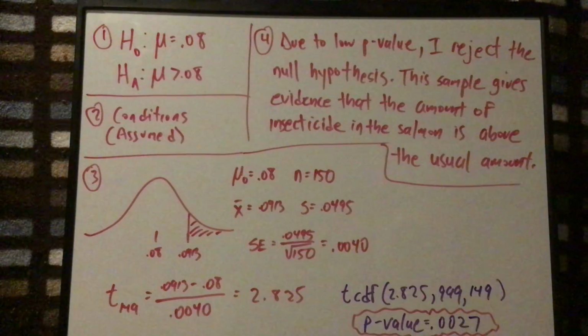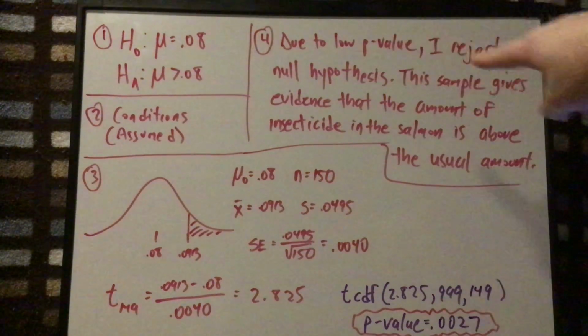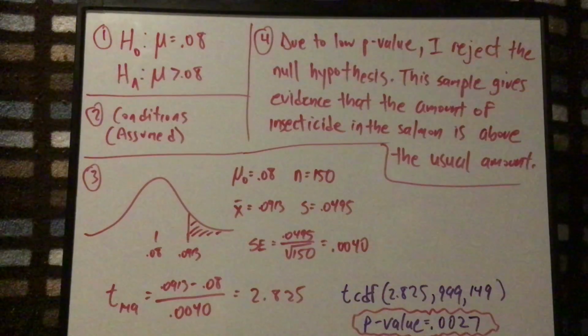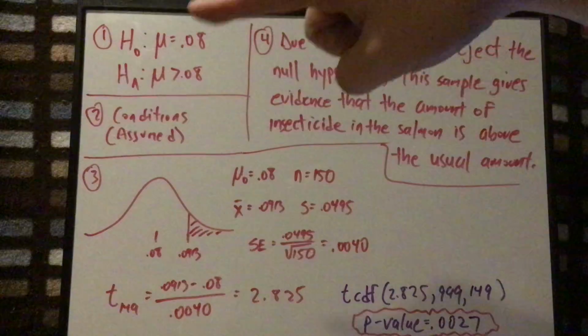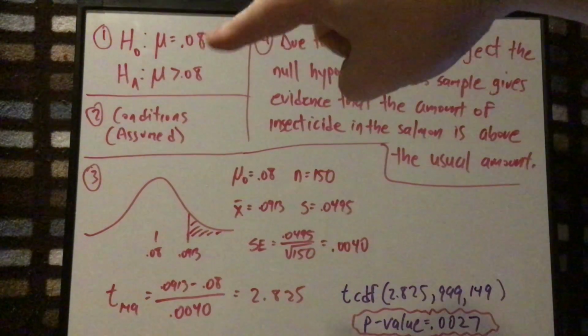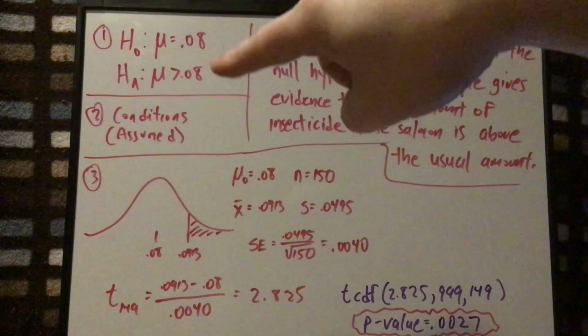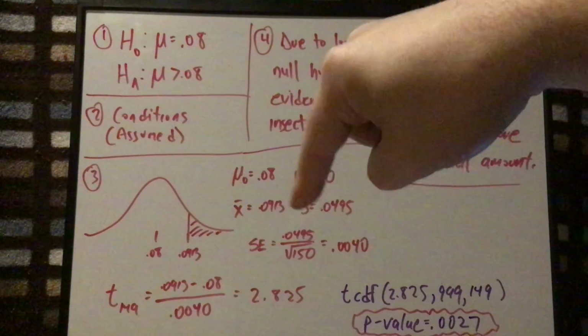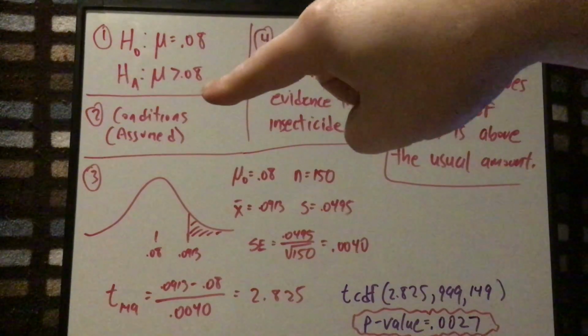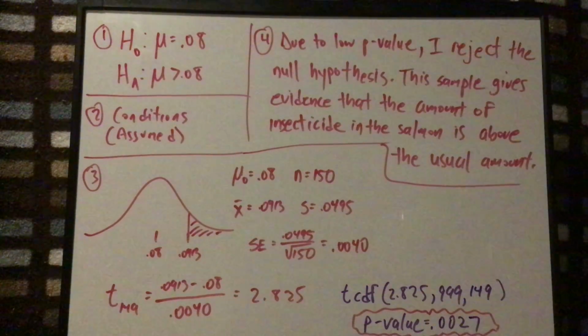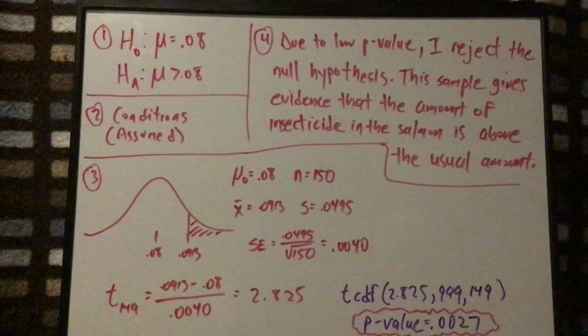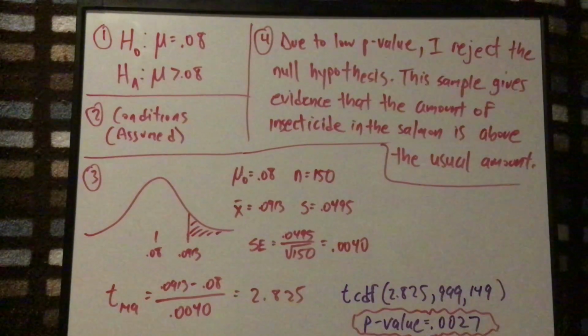All right, so due to the low p-value, now here's my conclusion. Due to the low p-value, I'm going to reject the null hypothesis. Rejecting the null hypothesis means they're probably not following the rule. They probably have more, and their sample definitely has more, but that means the entire population of their salmon is very likely to have more. So notice that that's going to be my conclusion. The sample gives evidence that the amount of insecticide in the salmon in general is above that usual amount. So in this case, they might be in trouble.